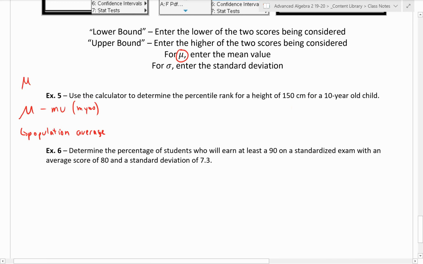All right, so anyhow, it says use the calculator to determine the percentile rank for the height of 150 for 10-year-old children. We know that the average was 138, and the standard deviation is 5. So we can draw our bell curve real quick and say, all right, 138 is in the middle. They want to know the percentile rank for 150. So 150 is a little more than a couple standard deviations above. And we want to know what's the percentile rank. Well, that's the percentage of scores that are below 150.